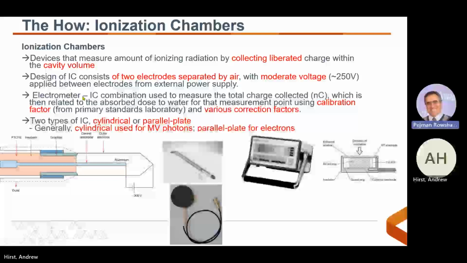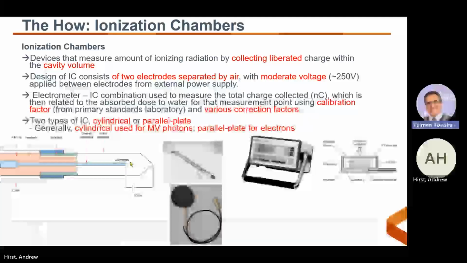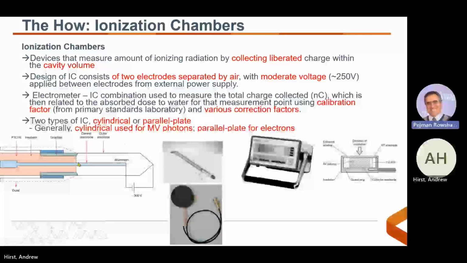We also need an electrometer and ion chamber combination, and this is used to measure the total charge within that sensitive volume. We need the electrometer in order to provide a potential difference between our positive electrode, which is a thin coating on the outside of the ion chamber, and our central electrode. When you have a potential difference, that enables the ions created in that air region to be accelerated to either of those electrodes and therefore collected before they recombine.